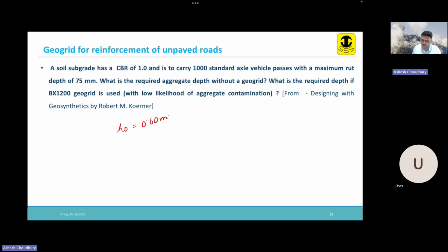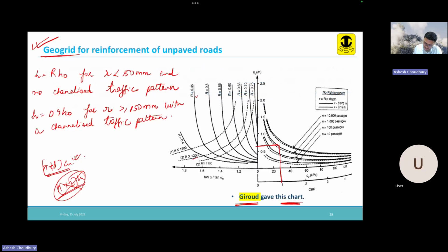Now we have to find out what is the required depth if BX1200 geogrid is used, with low likelihood of aggregate contamination. Now for different types of geogrid they have given curves. So this is for BX1200. Okay, these 1 and 2 are for BX1200. So what we will do?